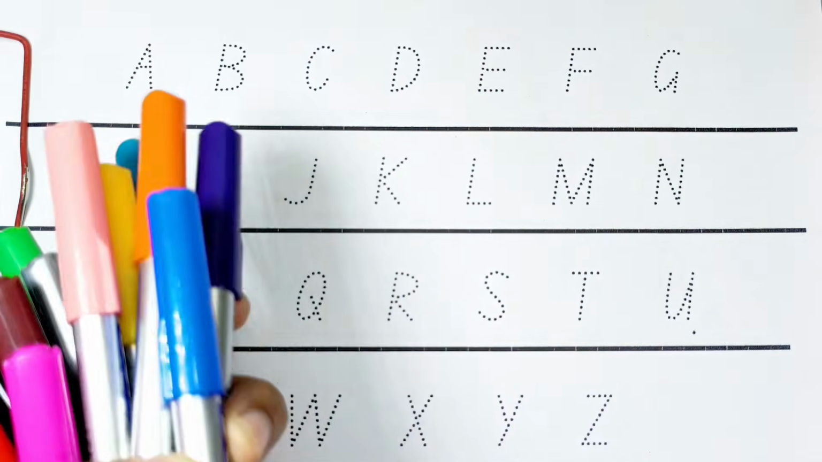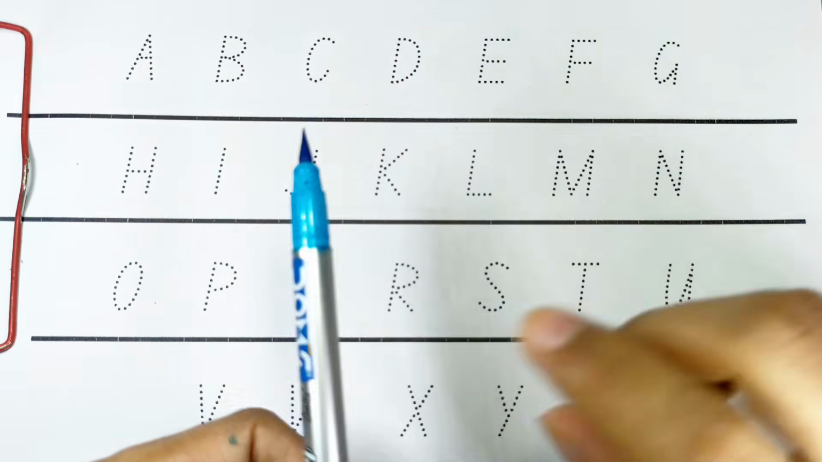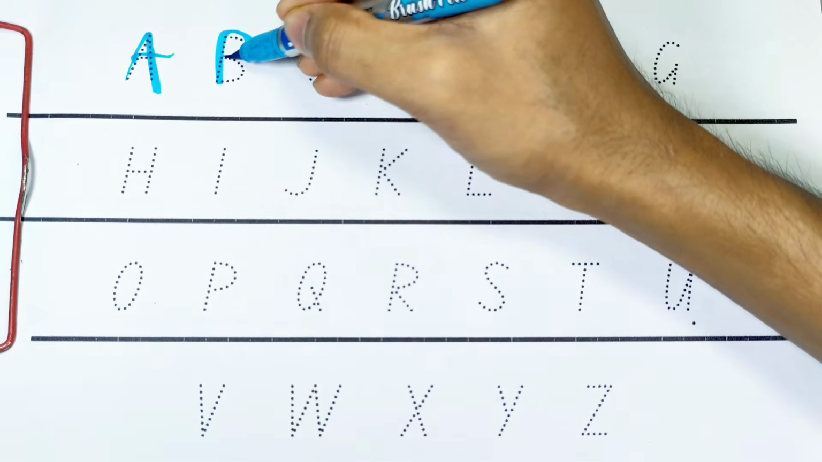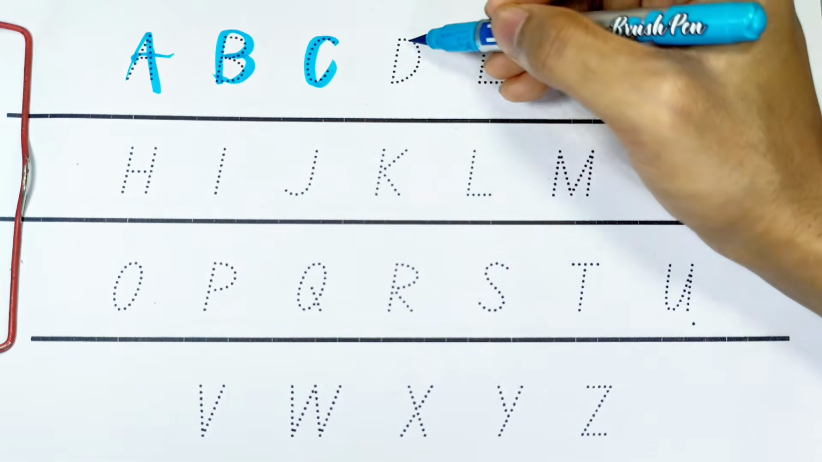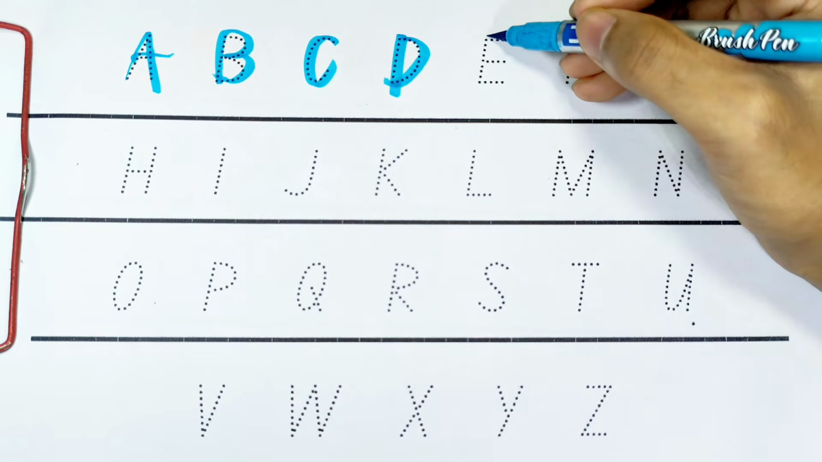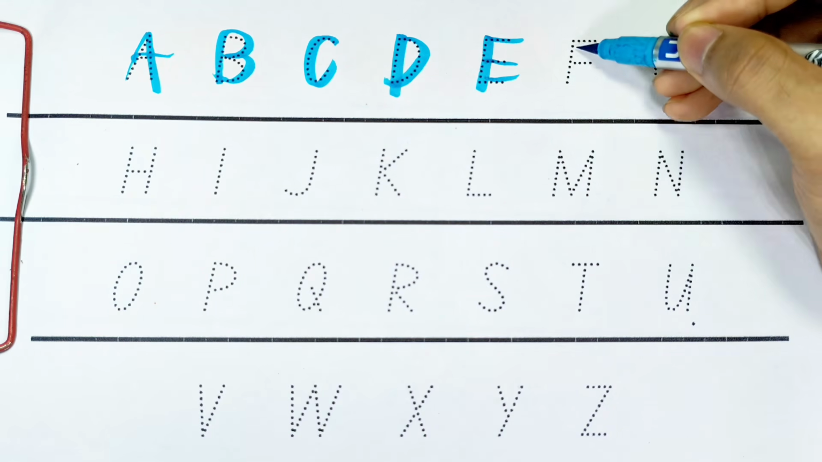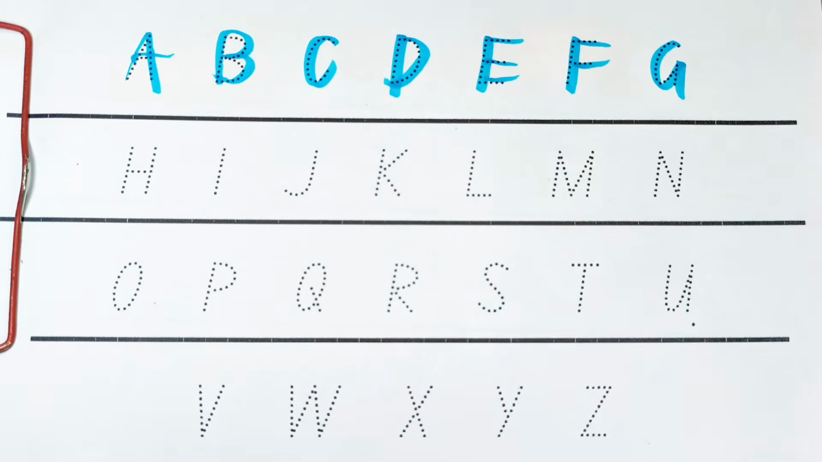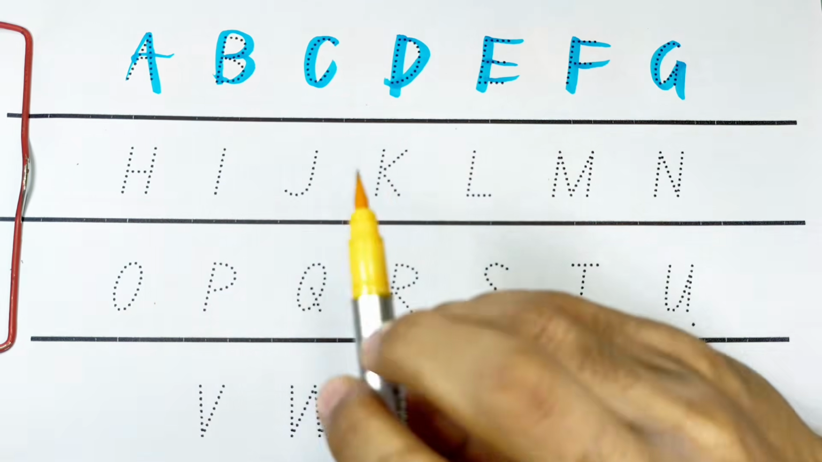Now we're writing alphabets A to Z. Sky blue color. A, B, C, D, E, F, G. The next one is H, I, J, K, L, M, N, O, P, Q, R, S, T, U, V, W, X, Y. Yellow color, ABCs.